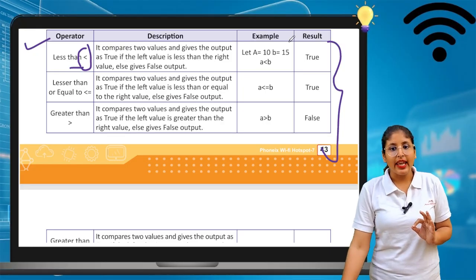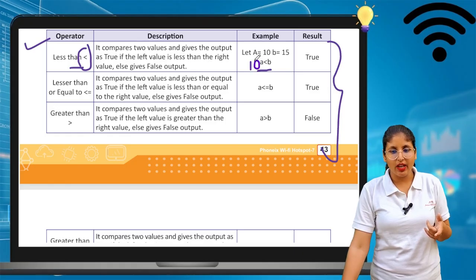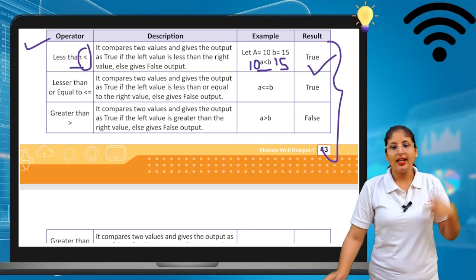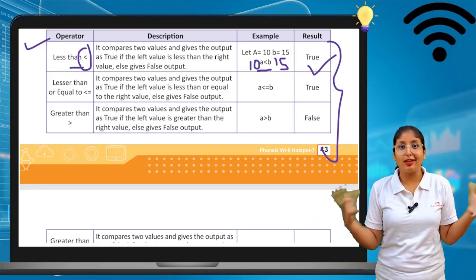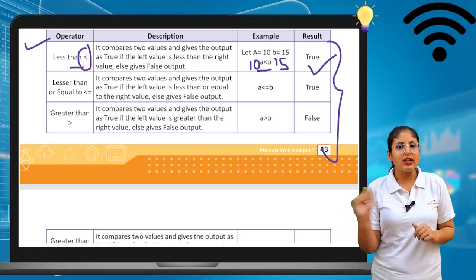For example, A is 10 and B is 15. So is this statement true? Of course true, because in A we can write 10 and in the B position we write 15. Can you do it? Yes, we can write true, because 10 is lesser than 15 and the difference between them is 5. Okay, so the lesser than statement is absolutely true.